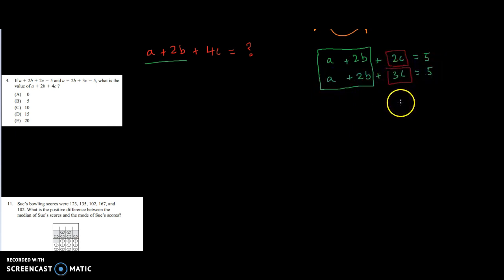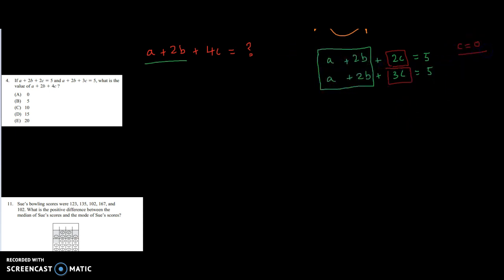I want you to pause the video for a moment and think about what that suggests about the value of c. If you can have different numbers of c and you still end up with the same result, it should indicate that c is 0. But let's prove it. I think c is going to be 0, but let's show that that would be the case.